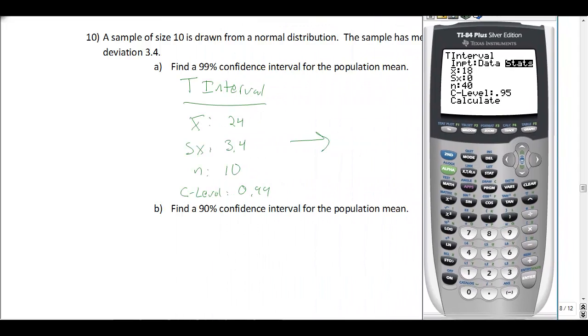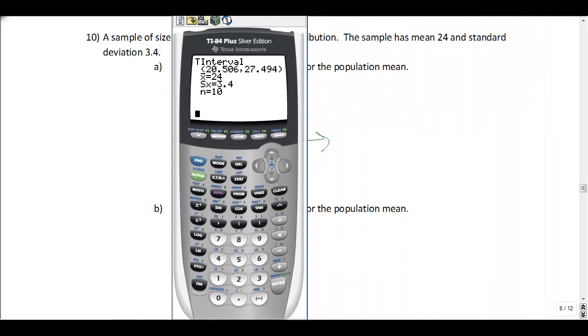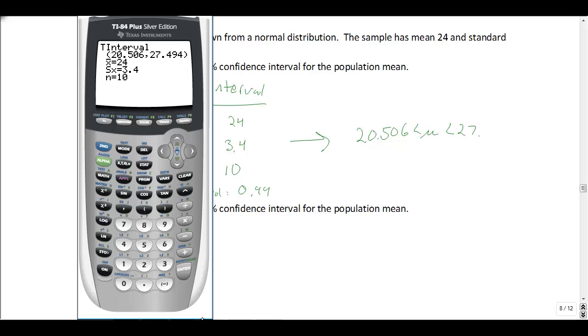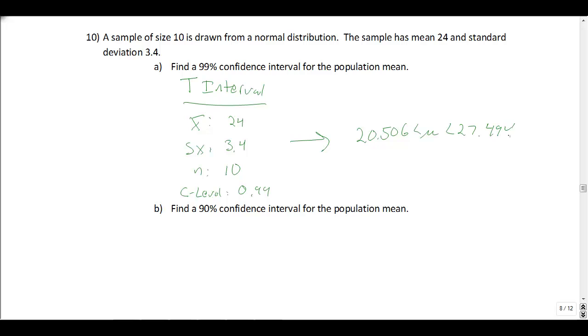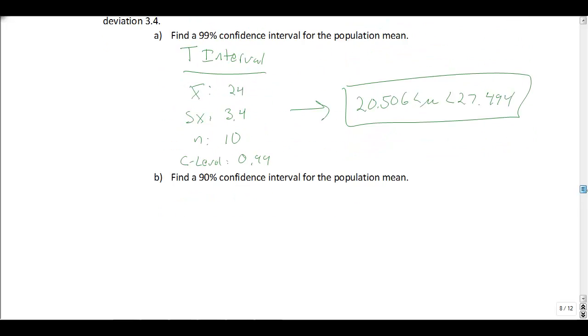Mean is 24. Standard deviation is 3.4. Sample size 10. Looking for a 99% confidence interval. And we calculate, and we get 20.506 to 27.494. So 20.506 less than mu less than 27.494. This should be centered around the mean, which is 24. That seems about right. Next one, same thing, but now we have a 90% level of confidence.